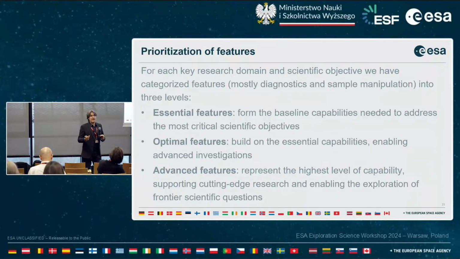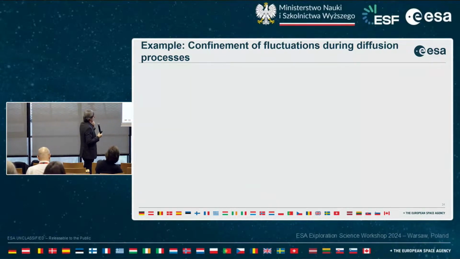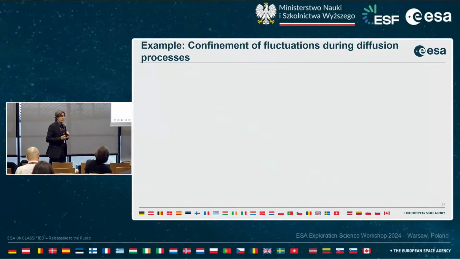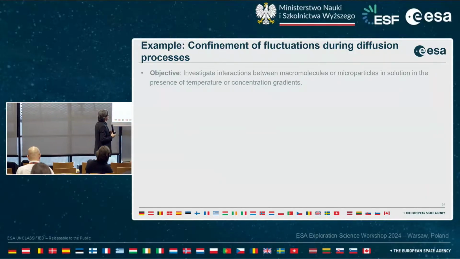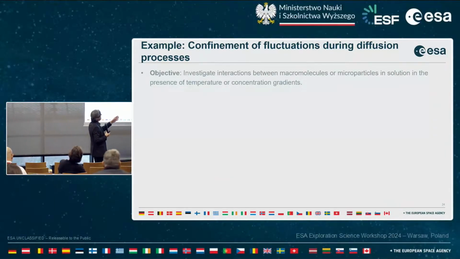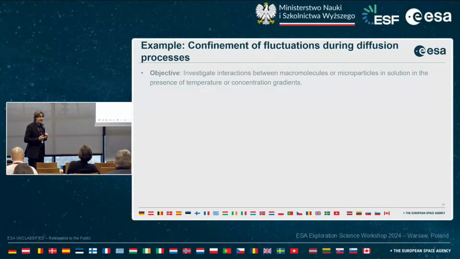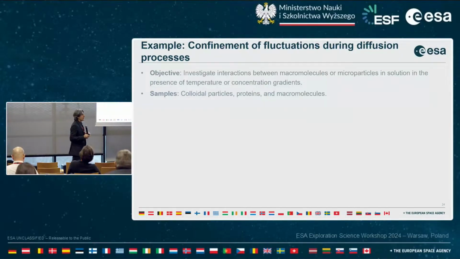Now, I know this may sound very abstract. That's why I report here one of the examples with all the different categorizations. The example is the first scientific objective that I mentioned, which is confinement of fluctuations during diffusion processes. For this, the objective is to investigate interactions between macromolecules or microparticles in solution in the presence of temperature or concentration gradients. The samples are colloidal particles, proteins, and macromolecules.